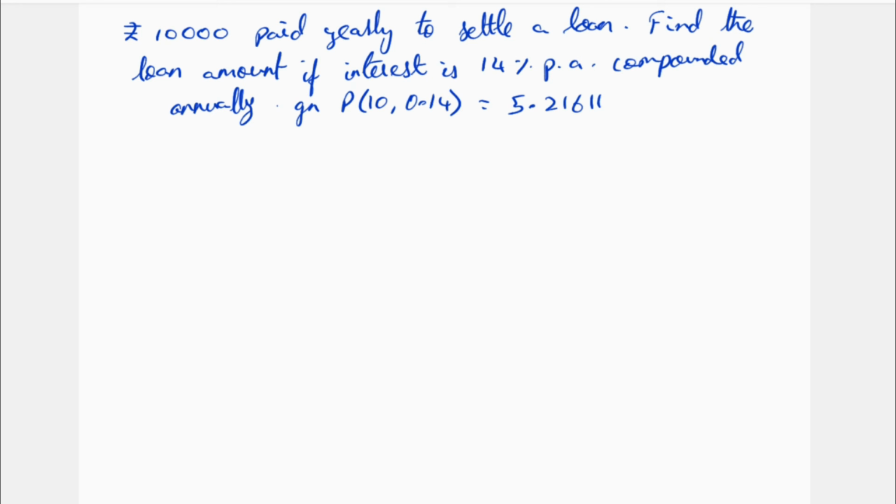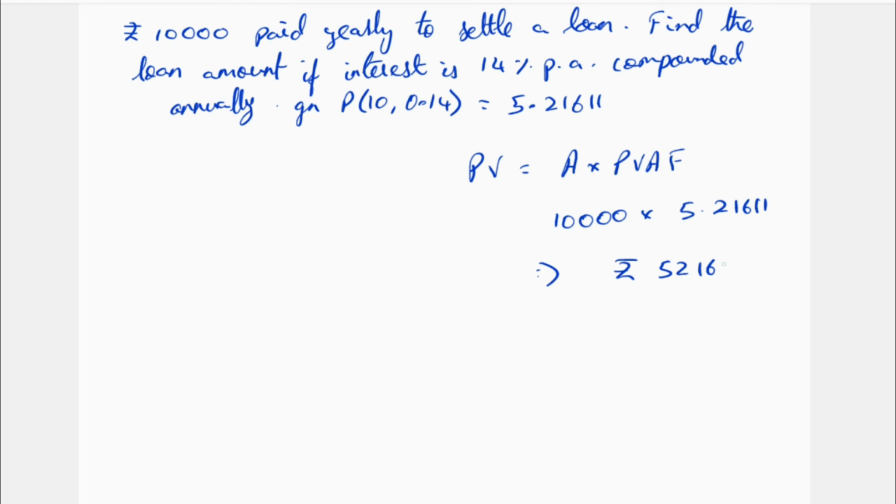Now present value is equal to annuity into present value annuity factor. So the loan amount is equal to 10,000 multiplied by 5.21611. That gives me rupees 52,161.10. This is the answer.